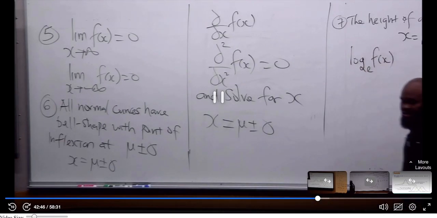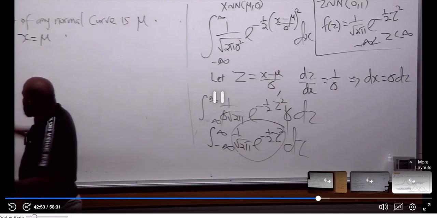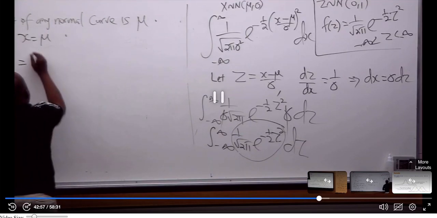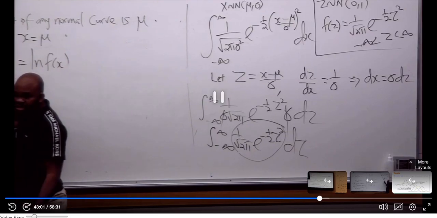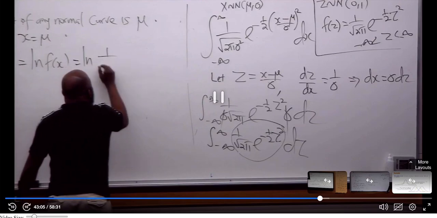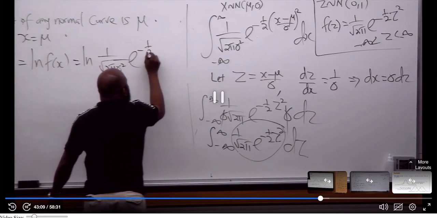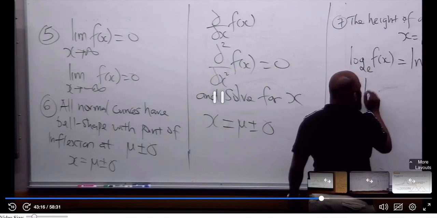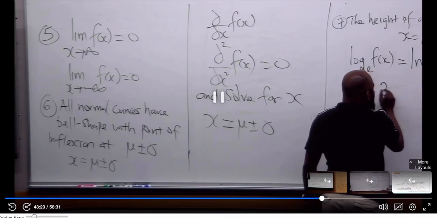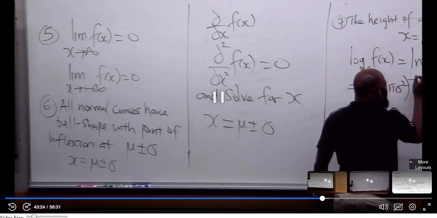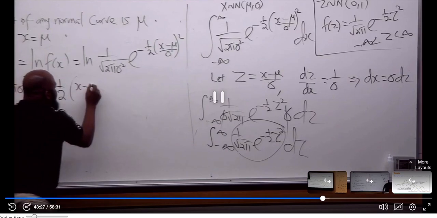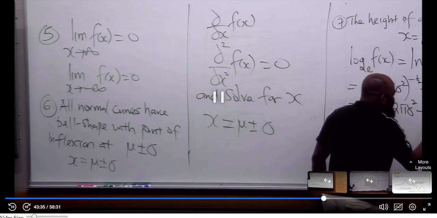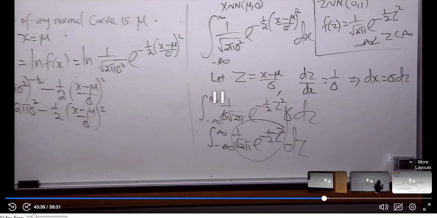After taking the natural log of f of x, I have a log of an exponential. Ln and log mean the same here. So ln of 1 over the square root of 2 pi sigma squared times exponential of minus half x minus mu over sigma, all squared. When you take the ln of that, you get minus half ln of 2 pi sigma squared minus half x minus mu over sigma squared. This is the natural log of the normal distribution.